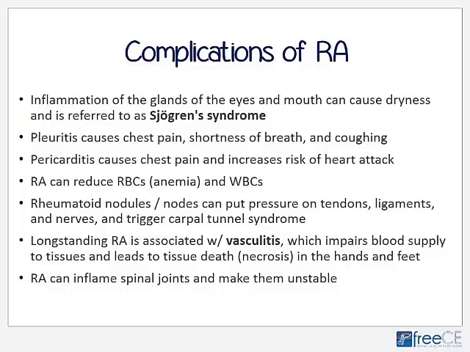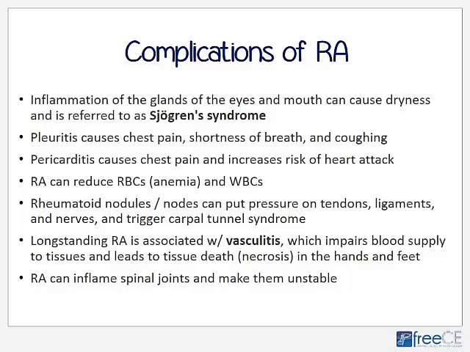RA can reduce red blood cell production and function, as I noted earlier, leading to anemia. And of course, it affects white blood cells and reduces their production and effectiveness, which can increase risk of infections, create an enlarged spleen, and a little higher risk of lymphoma. RA nodules can put pressure on tendons and ligaments and nerves, and if this occurs in the wrist, it can trigger carpal tunnel syndrome.